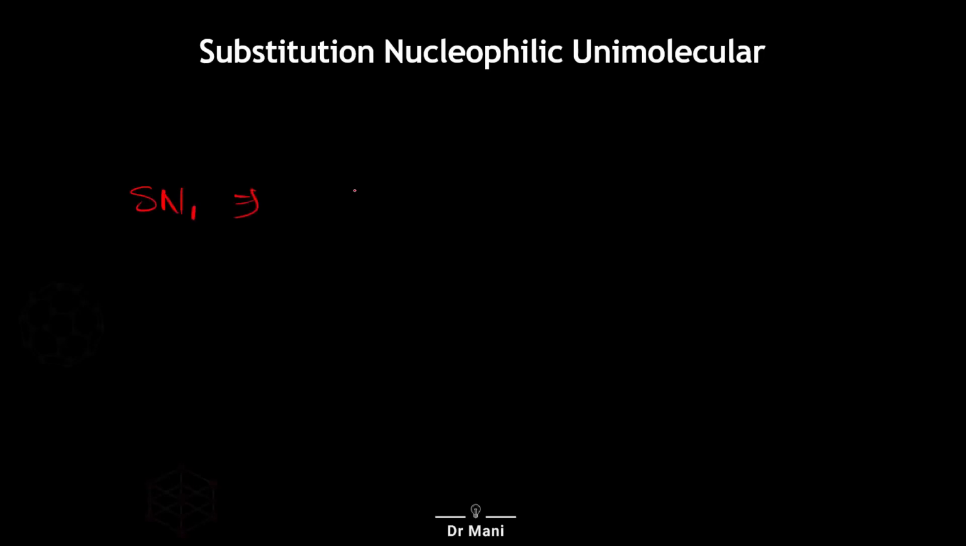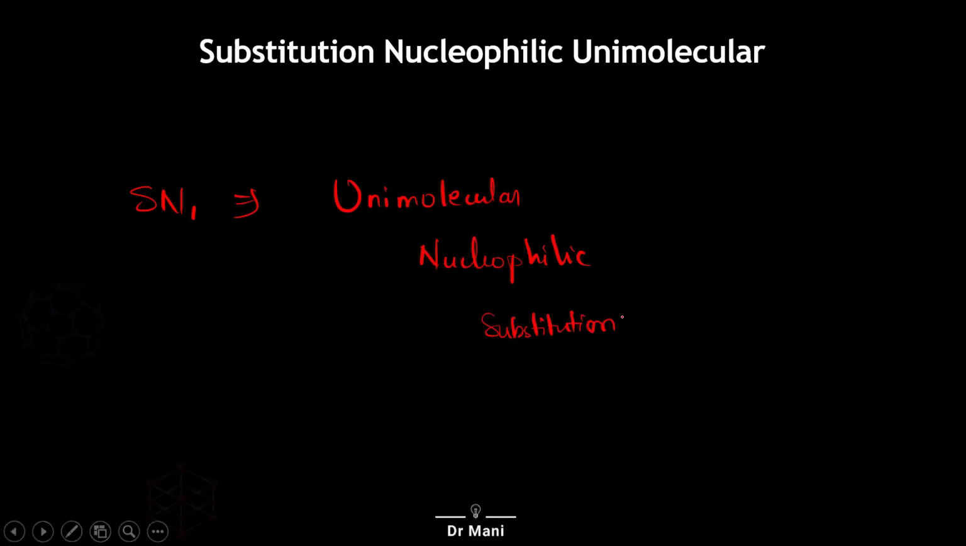What is the name for SN1 reaction? It is called unimolecular nucleophilic substitution reaction. So if it is a unimolecular substitution reaction, what can you say from this? We said SN2 is bimolecular. So what is the meaning here? 1 means unimolecular.